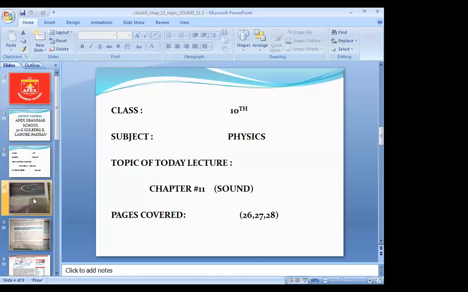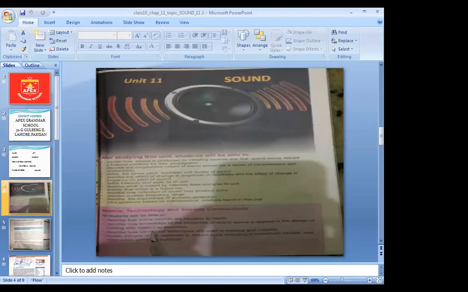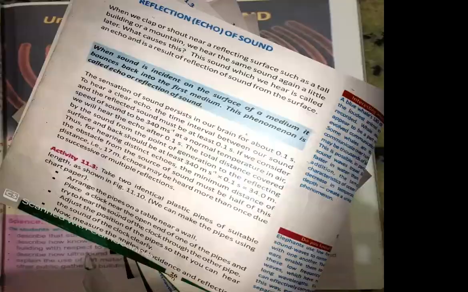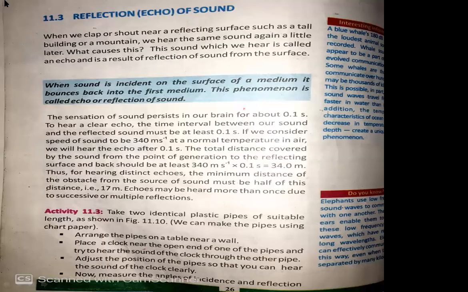So we are doing chapter number 11, which is related to sounds. So reflection or echo of sound, this is our today's topic. Let me read the topic first for you.